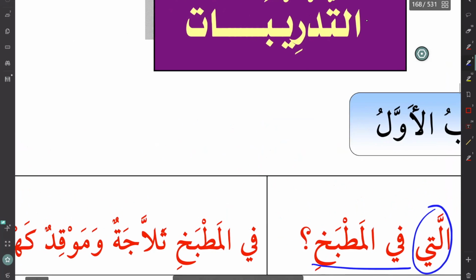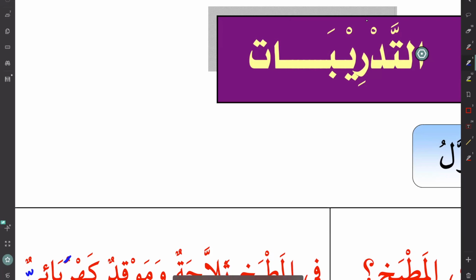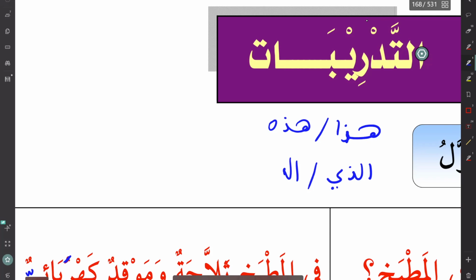So for example, we have another type of pronoun, which is the demonstrative pronoun, which are, remember we studied هذا, okay, هذه. So we use this to point at something, right? And then the relative pronoun is الذي and التي. Is the same situation. Alladhi is for masculine and allati is for feminine.